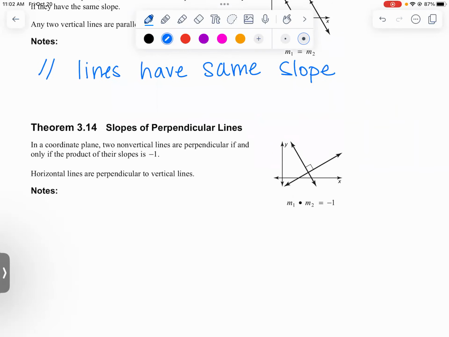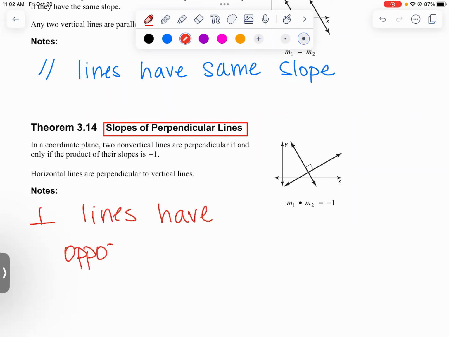Okay, now perpendicular lines. If we have lines that are perpendicular, they are opposite. Not just opposite. Opposite reciprocal. If my starting slope is 3 over 2, then it would become negative 2 over 3. Opposite means we have the different sign, positive to negative, negative to positive. Reciprocal means our fraction flips.